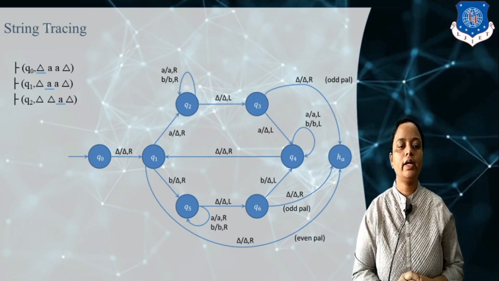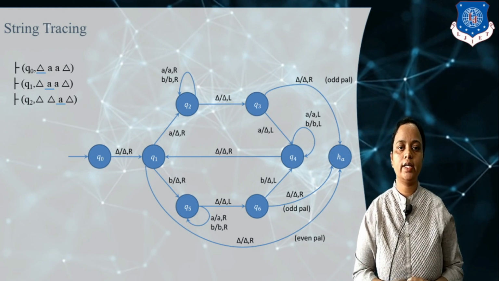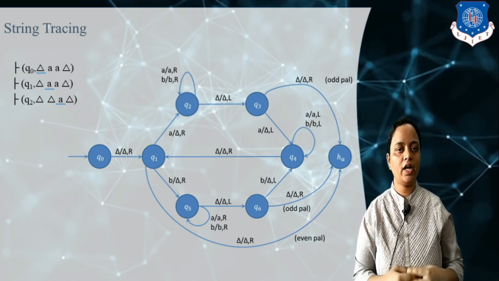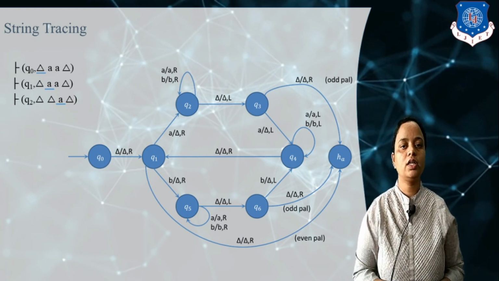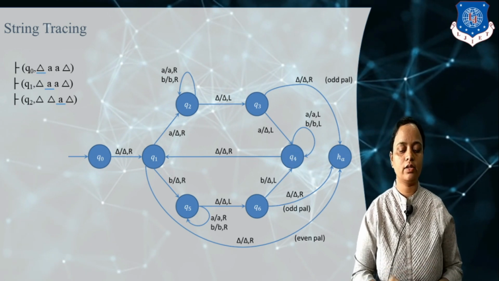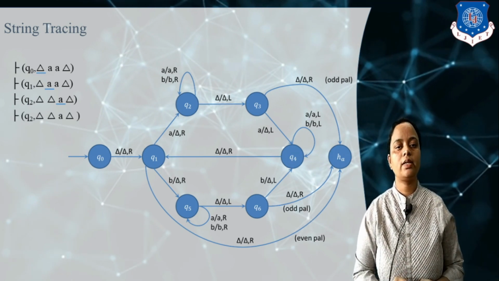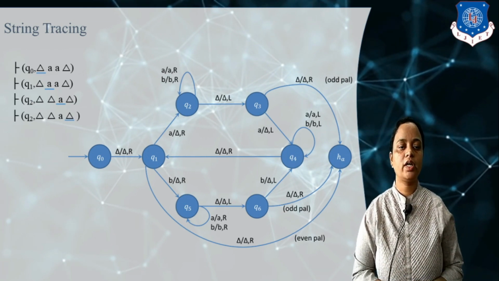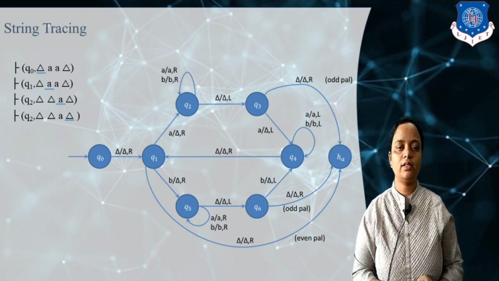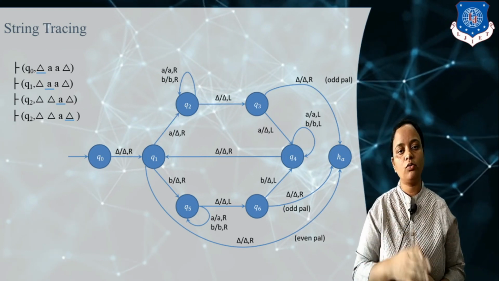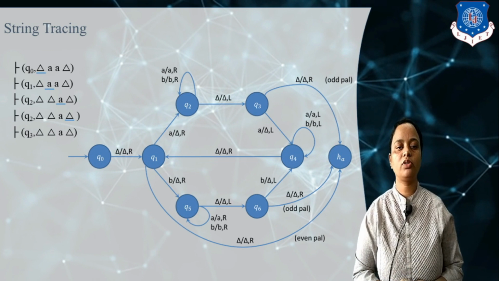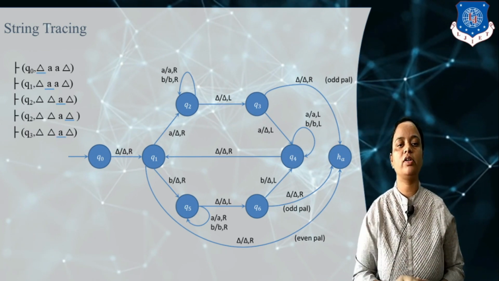Now we are at q2 and my tape head is pointing to the A. So q2 says that if A is read, we replace it with the same symbol and move to the right side. For doing this, we stay at the same state. So the state is q2, A is replaced with the same symbol A, and my tape head is pointing to the delta. Now at q2, if it is delta, delta is replaced by delta, move to the left side, and for doing this we change the state from q2 to q3. So here my state is q3 and my tape head is pointing to the A.